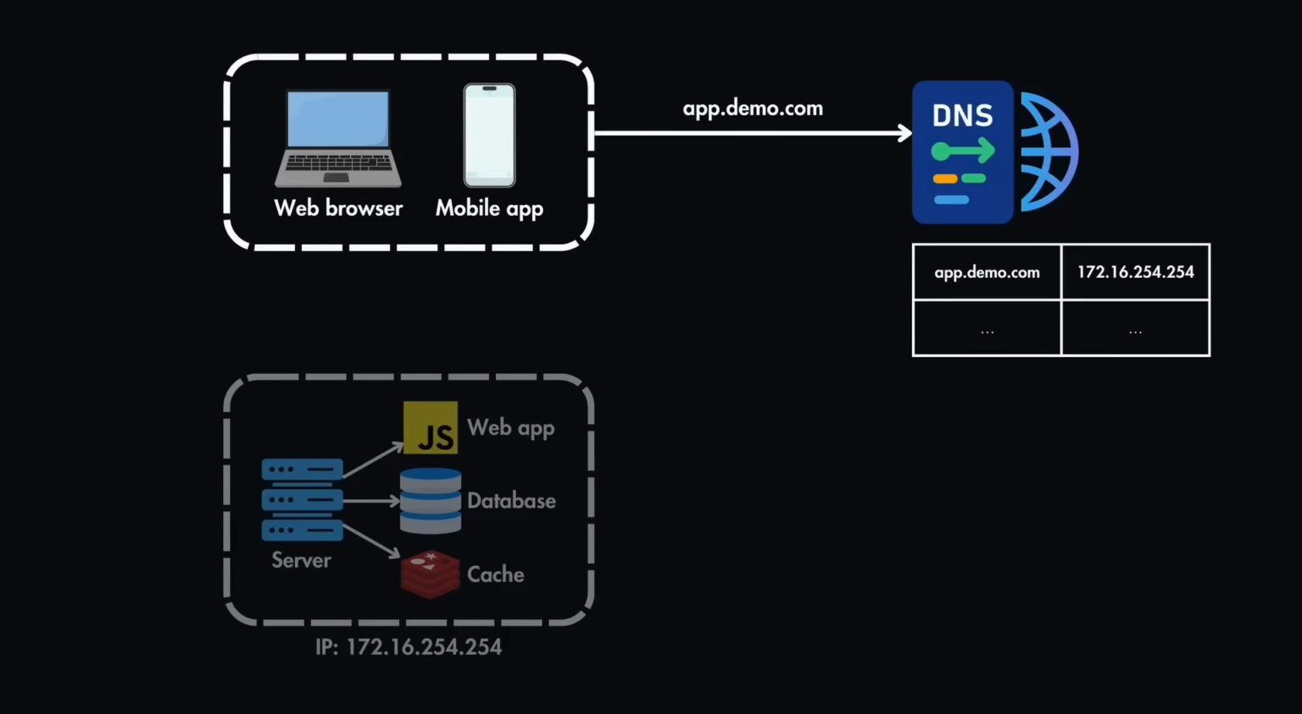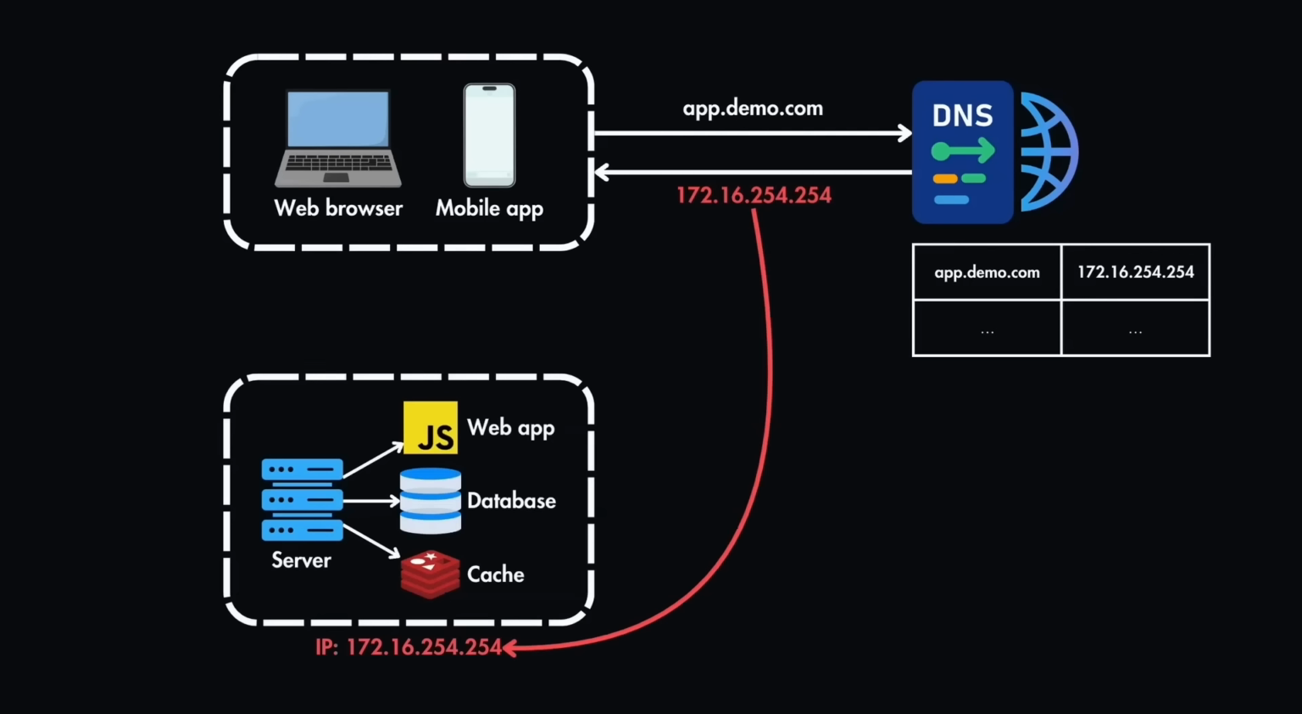And in our case, let's say our domain name is mapped to the IP address, which is the server's IP address that we have. So now this DNS provider will send the IP address back to the web browser or to the mobile app, to our clients. And this IP address is our server's IP address. So now they have the location where they are trying to send requests.